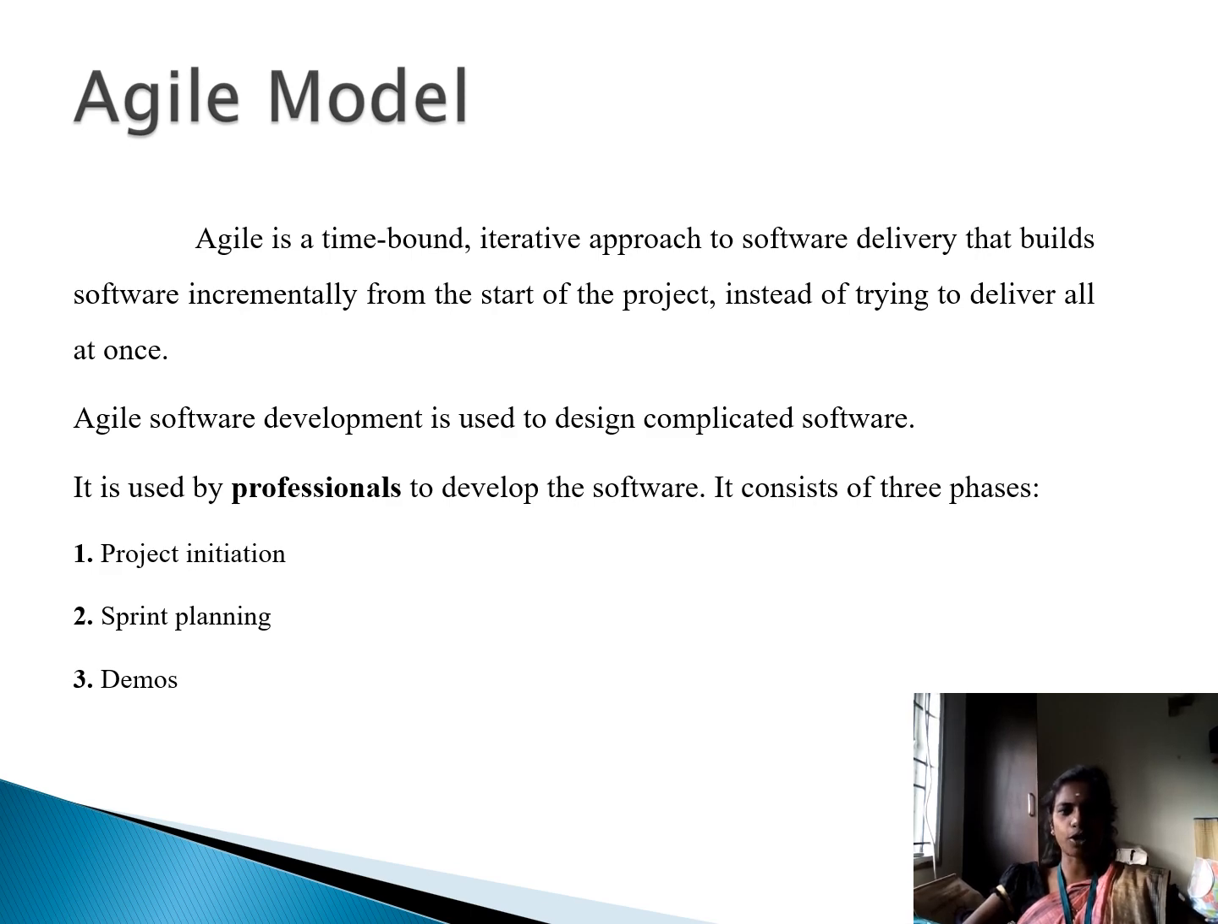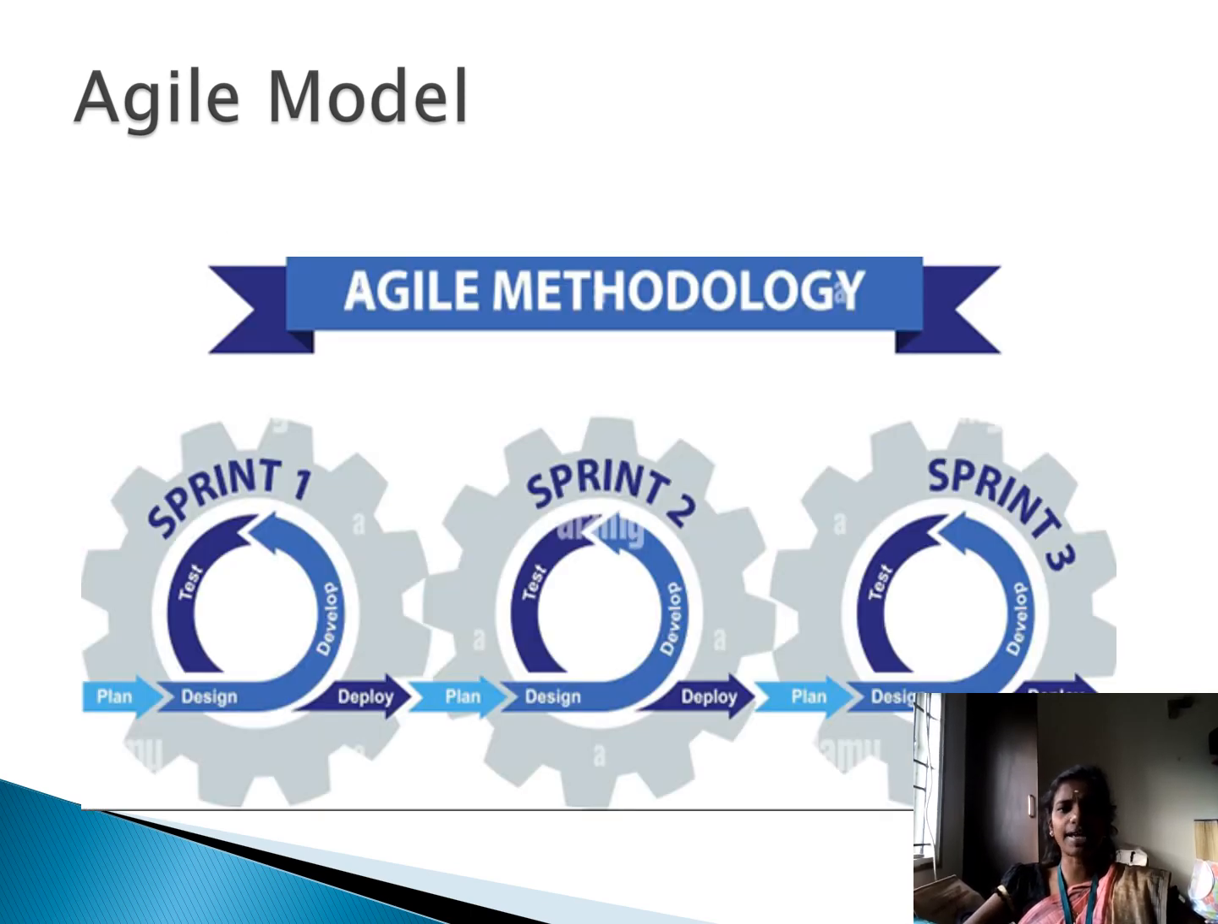It has three phases: project initiation, then sprint, where we have several iterations for each project, and the third one is demos. They show the demo of how the project is going to work. This is repeated for each iteration or sprint. This is the diagrammatic representation of the agile methodology. For each sprint, I plan, design, develop, and test, and that is one sprint, one iteration. It takes place for 1.5 to 2 months.